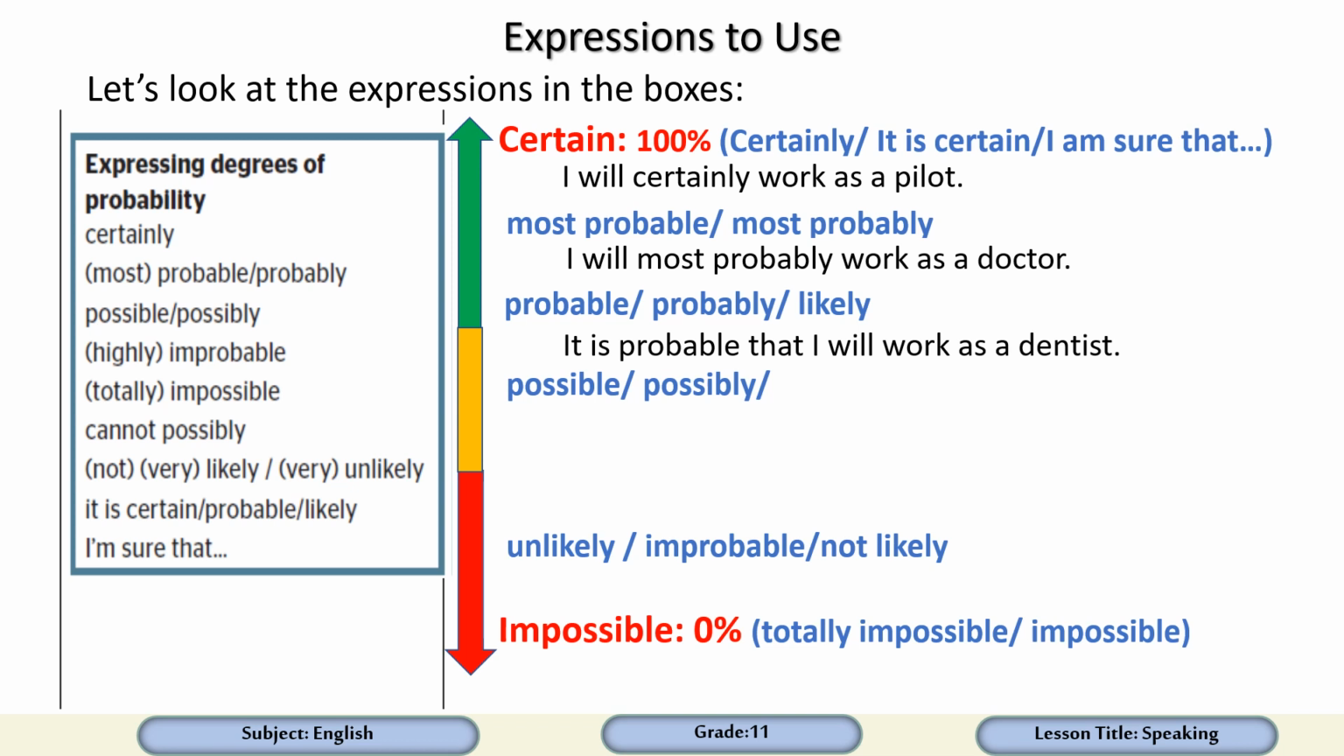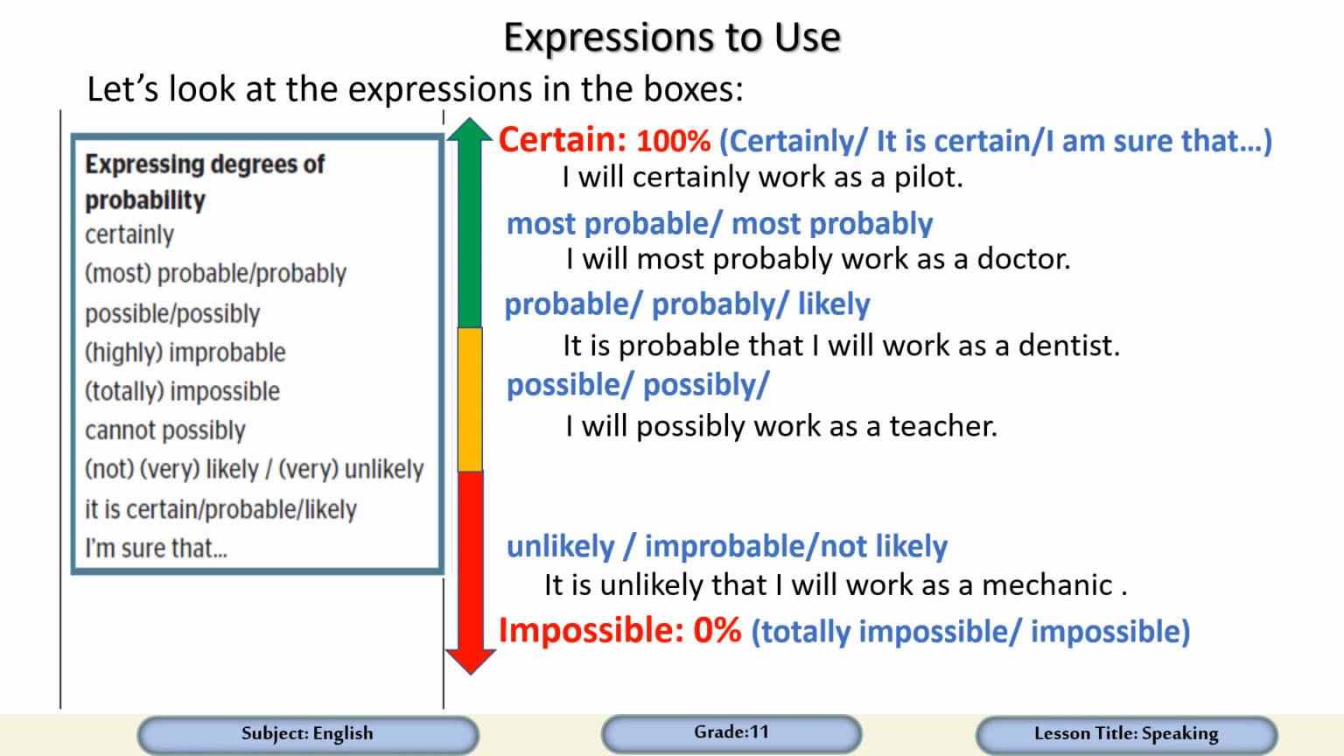Now, if you are 50% certain that something will happen or will not happen, you can use expressions such as possible or possibly. For example, I will possibly work as a teacher. If something is only 20% likely to happen, you can use expressions such as unlikely, improbable, or not likely. For example, it is unlikely that I will work as a mechanic.